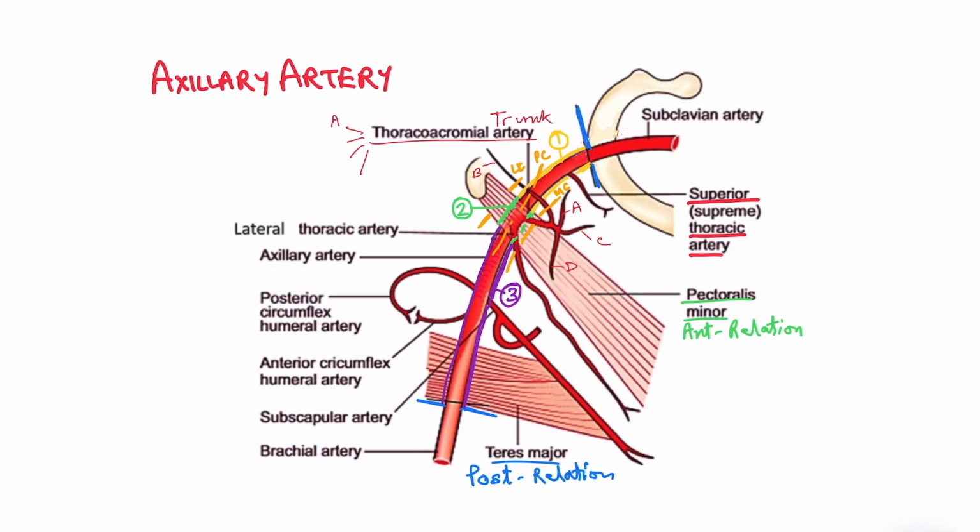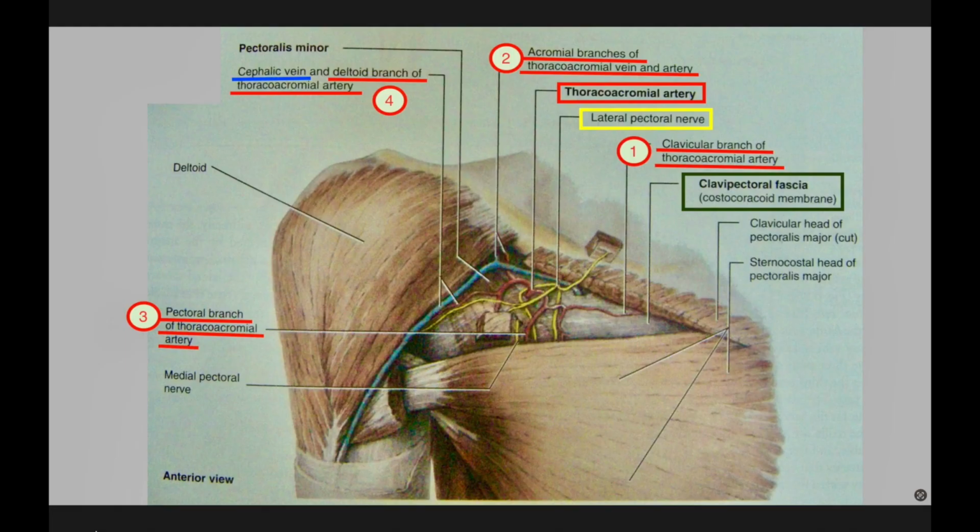A, which I have drawn, is the clavicular branch. The second one is for the acromion. So these are the two bony branches. And then you have a branch reaching the pectoral muscles, the pectoral branch. And the other branch is reaching to supply blood to the deltoid. So remember, these are the four branches of the thoracoacromial trunk.